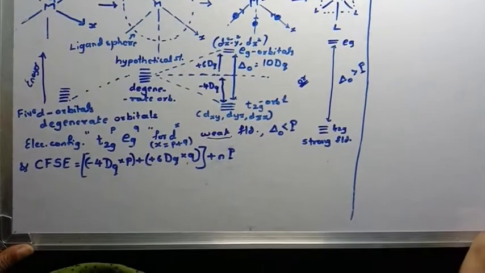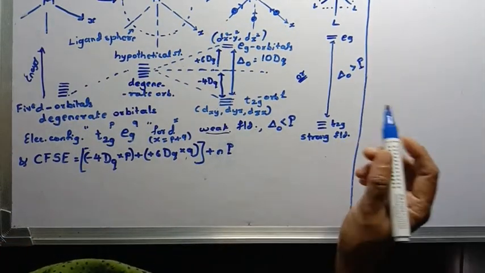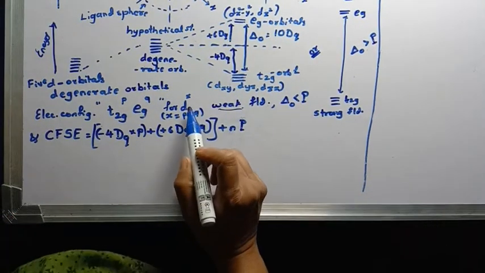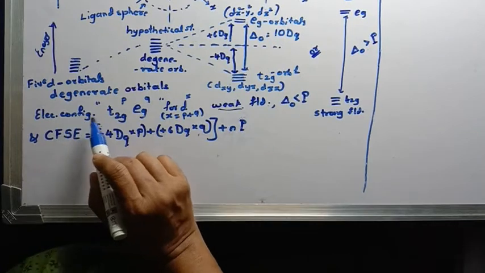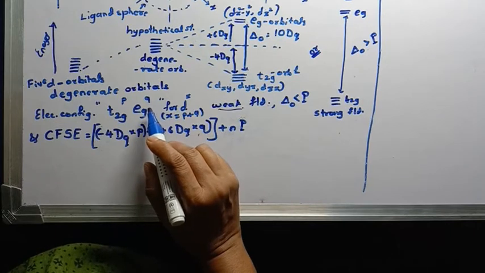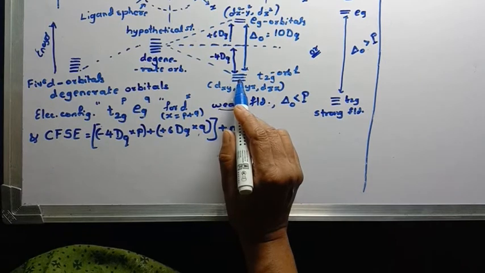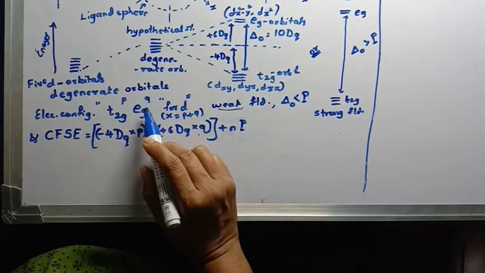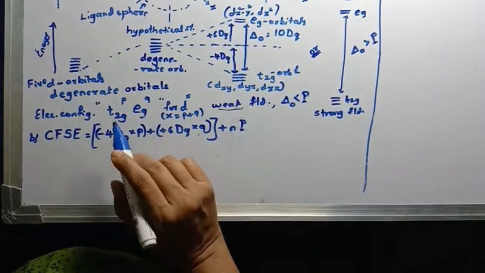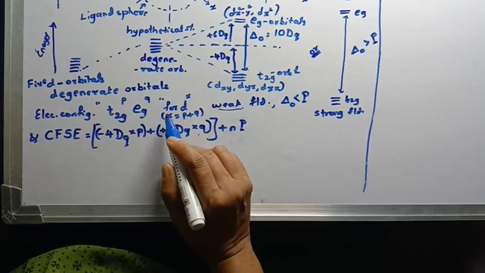So now when the central metal ion contains dx number of electrons, then the electronic configuration is T2g raised to P, Eg raised to Q. P is the number of electrons in T2g orbitals here, and Q is the number of electrons in Eg orbitals. Therefore, it is T2g raised to P, Eg raised to Q for a dx system.